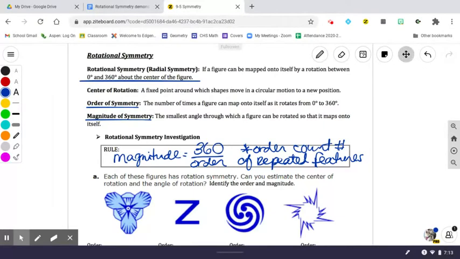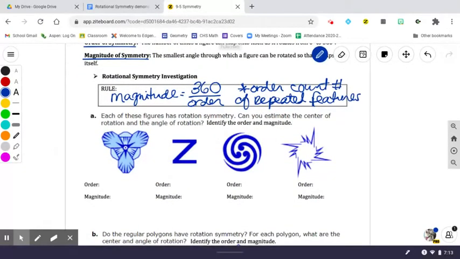So like this first one over here, do we see how we could split this into these 3 pieces? 1, 2, 3. So this petal pattern is repeated 3 times. So it's not about line symmetry and how many lines of symmetry it has. It's about how many patterns it has that are repeated. So this one has an order of 3. And then for the magnitude, you do 360 divided by 3, which is 120. So if I had this in that other tab, if I turned this petal 120 degrees, it would map onto itself.